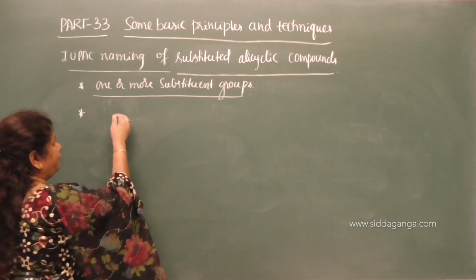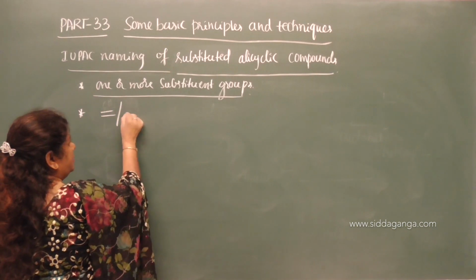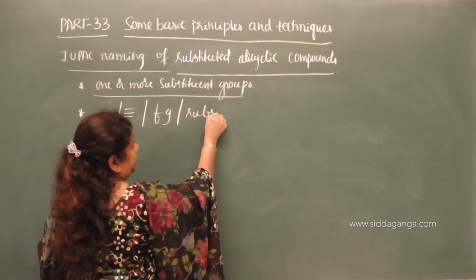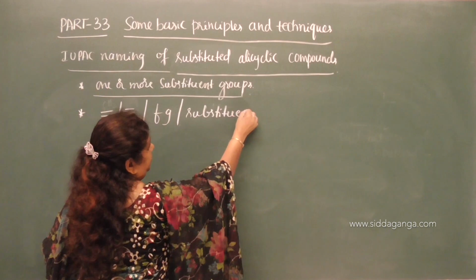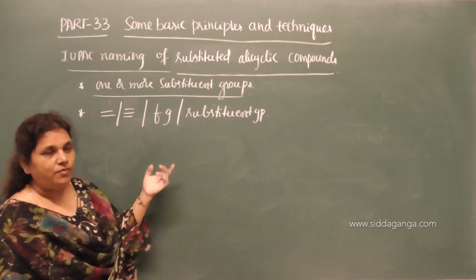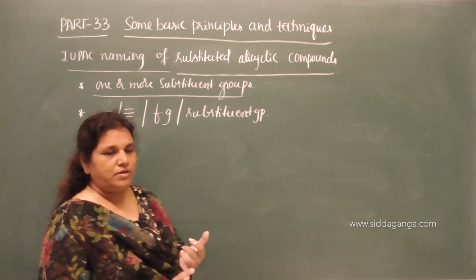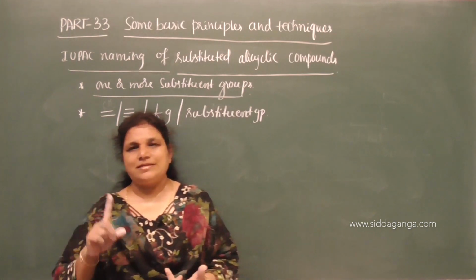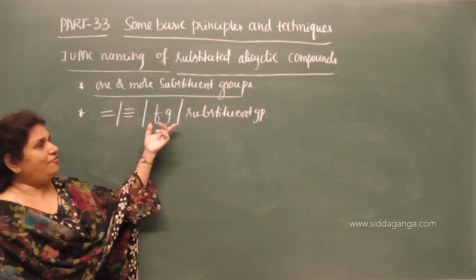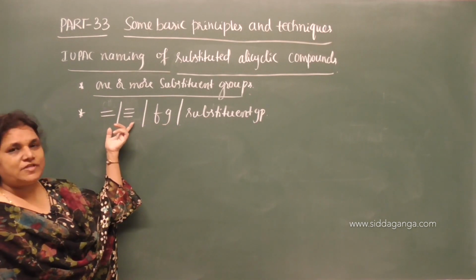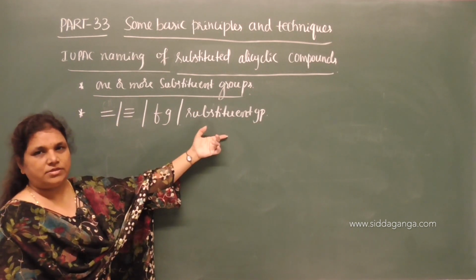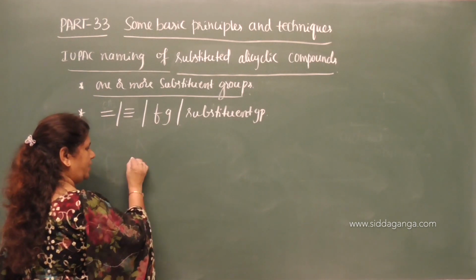Fourth point, if a double bond, triple bond, a functional group and a substituent group are present. Consider the alicyclic compound which contains multiple bonds, a functional group and a substituent group. Definitely the first preference goes to the functional group, the second preference goes to multiple bonds, and the third preference goes to the substituent. So, for example, I will give the example here.